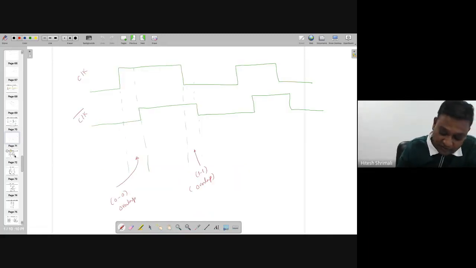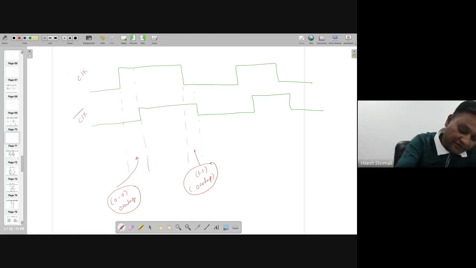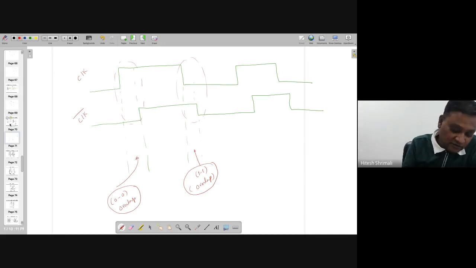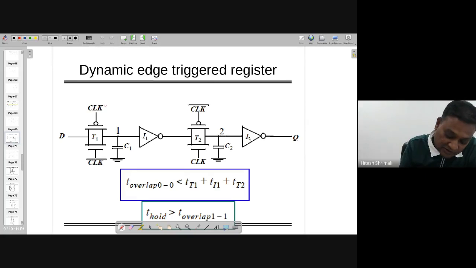And most of the time, the problem is 0-0 overlap or maybe 1-1 overlap, right? So let's assume that even if you are giving non-overlapping clocks, there is still some overlap in logic 0 and overlap in logic 1. So in that case, what to do, right? Because what is happening when clock is 0, clock bar is also equal to 0. Let's take some situation like this.